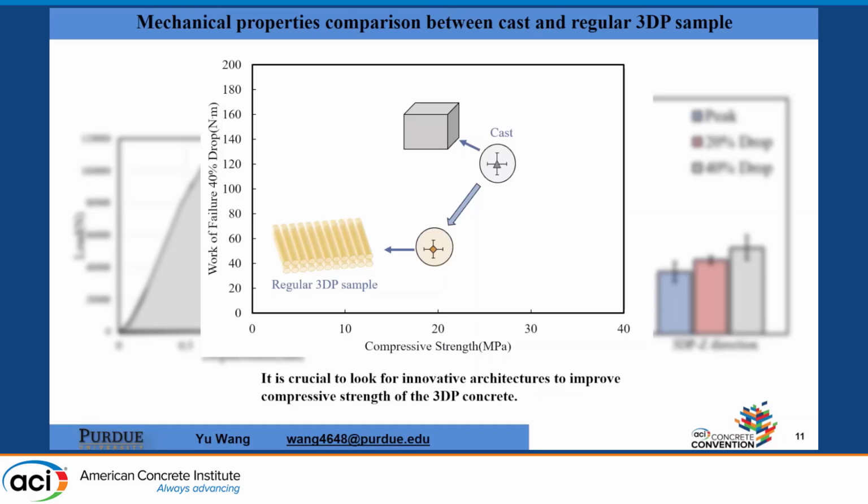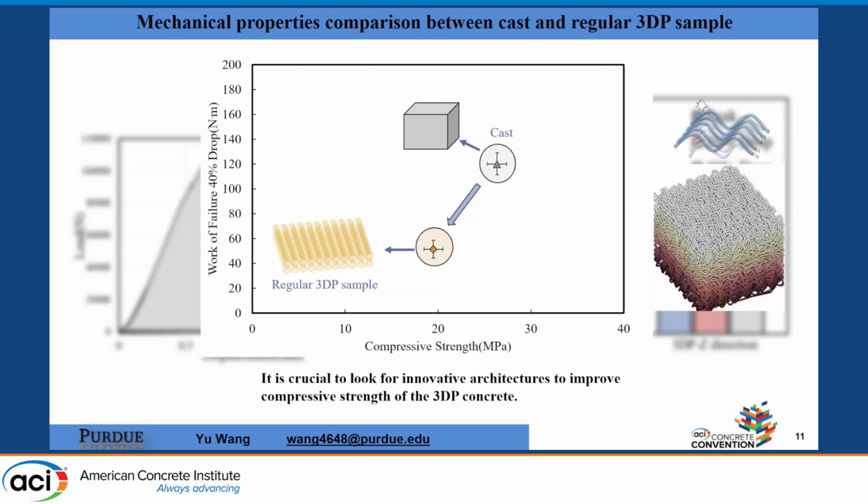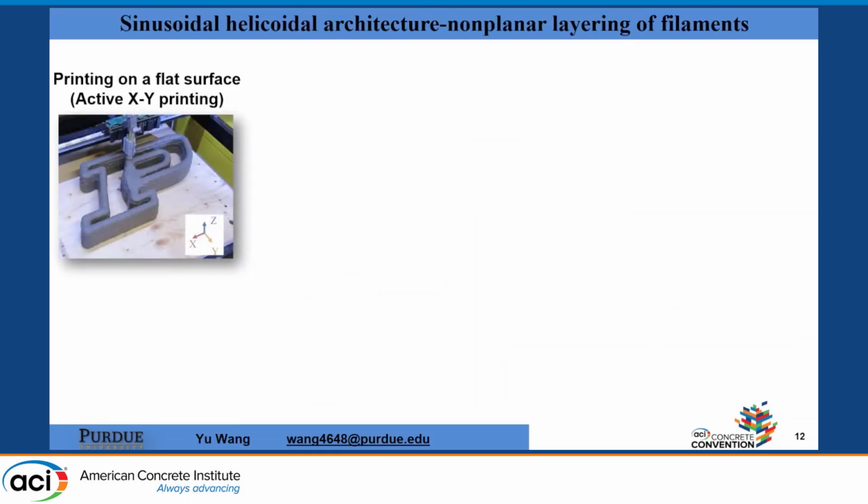So it's really important to explore other novel architectures to improve this performance, at least to a similar level to cast, and if we can further improve that, it can perform better than the cast one. So then we come back to the sinusoidal helicoidal architecture. But the problem is how we print. It's featuring a non-planar filament shape. It's not easy to print that.